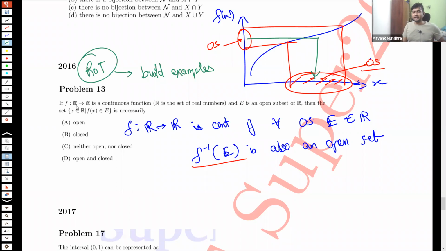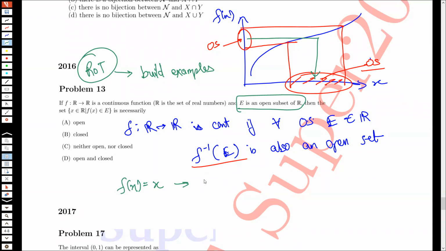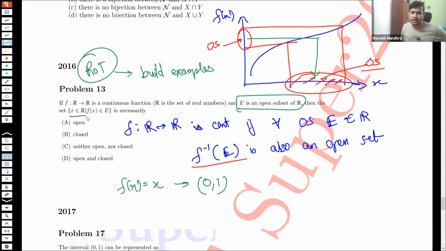So here what he's saying is consider any continuous function. The simplest continuous function that you can consider is f of x equals x. Consider this function, and take any open subset of R. So consider the simplest open subset. Give me a very simple open subset of R. Open 0 to 1. Very good. Now, all the values of x such that f of x is going to lie in E. You have given me this subset 0 to 1. This is my f of x graph. So what are the values on the x-axis for which f of x will lie in this range?